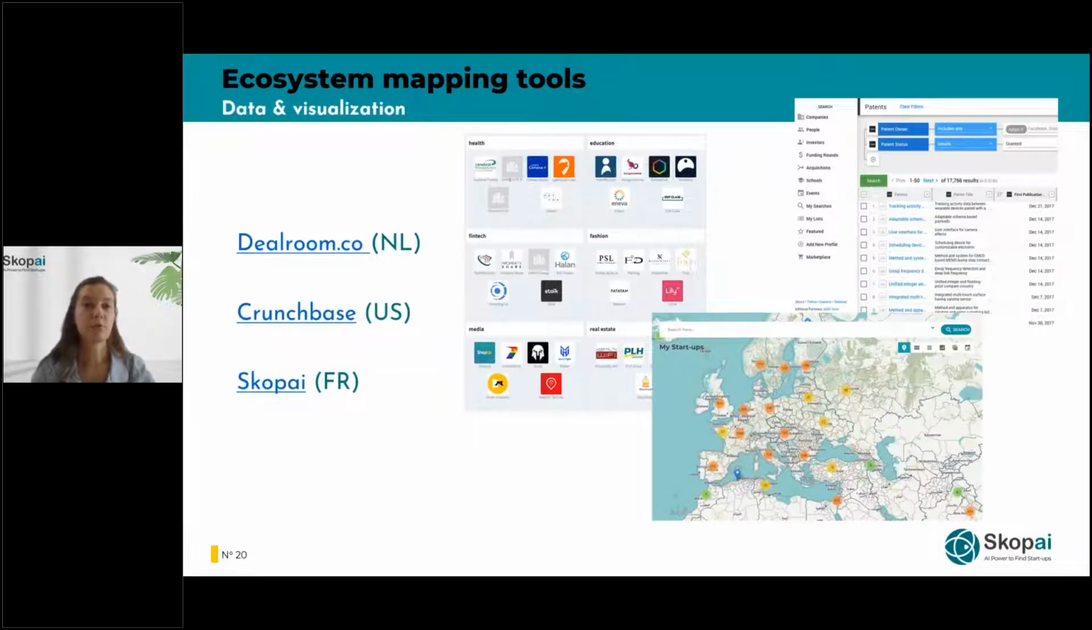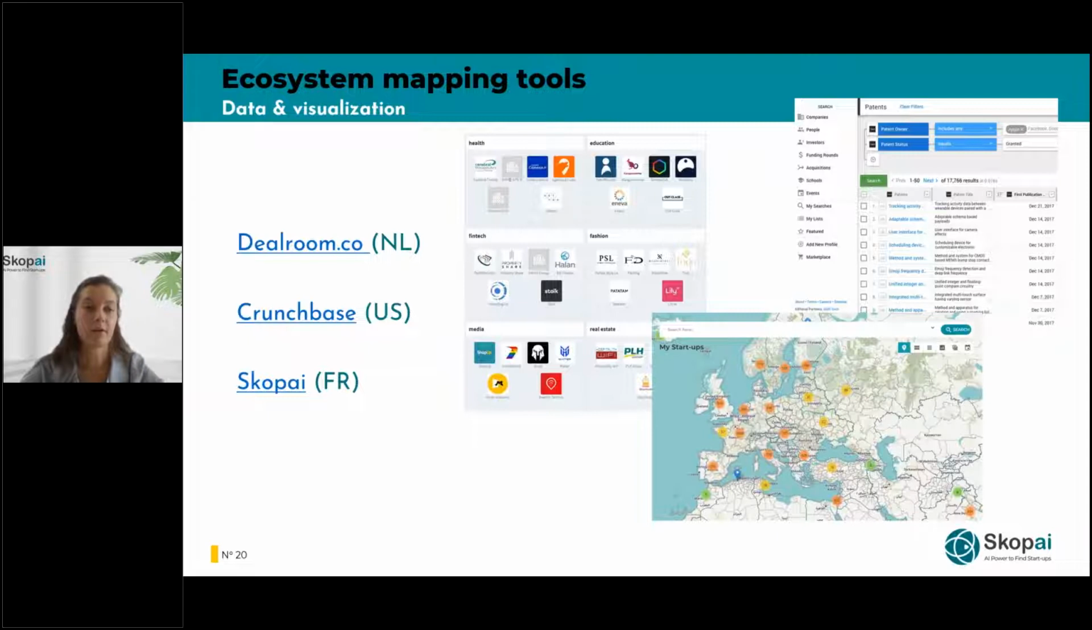The third group of mapping tools are the tools that provide data and visualization. So the key difference of this group of tools is that they also collect the data on startups and innovative companies, and they have analytics tools in order to visualize the data directly within the tool. The examples are Dealroom, Crunchbase, or Scopy.